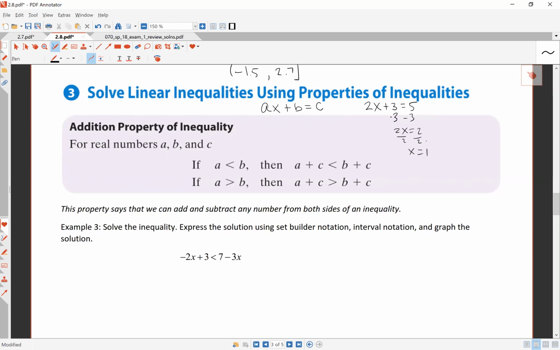The first property we use is the addition property. It says for any real numbers a, b, and c, you can add c to both sides of the inequality. If a is less than b, you can add c to both sides. If a is greater than b, you can add c to both sides. Nothing new.